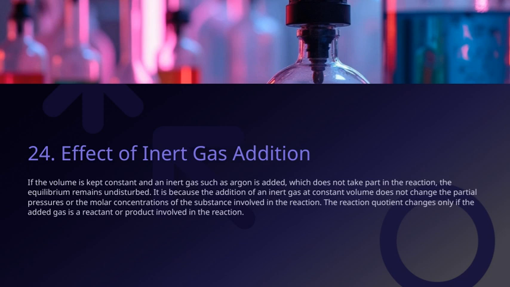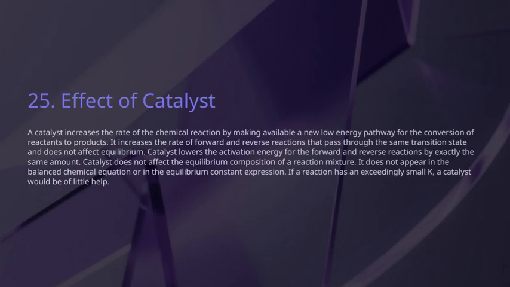This concept ties back to our overall theme, understanding what factors influence equilibrium, and when those factors cause a shift versus when they don't. A catalyst works by increasing the rate of a chemical reaction, and it does this by providing a new pathway that requires less energy for the reaction to proceed. Think of it like opening a shortcut that makes it easier for reactants to turn into products.